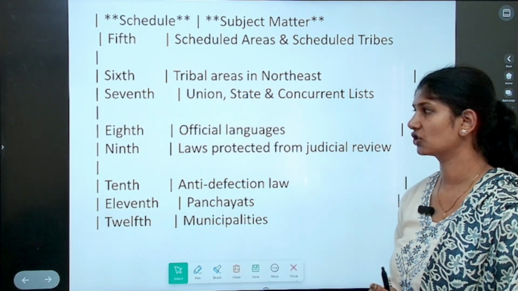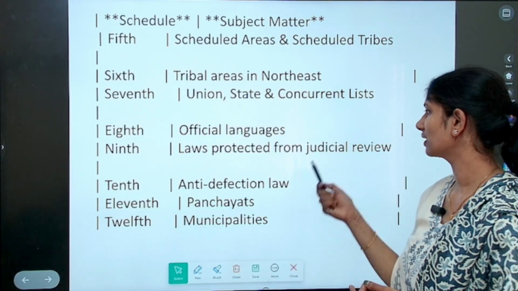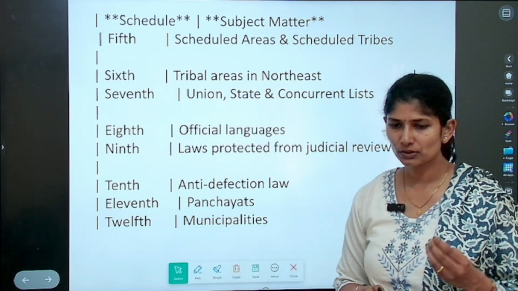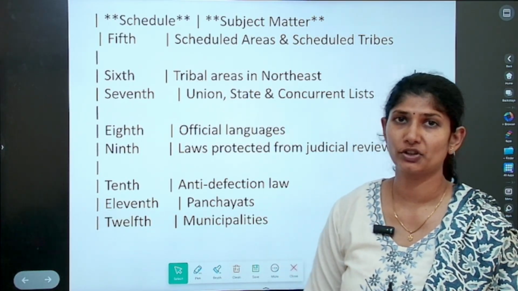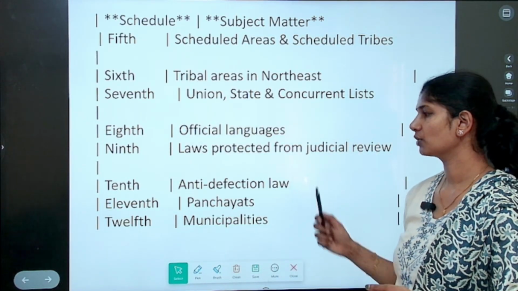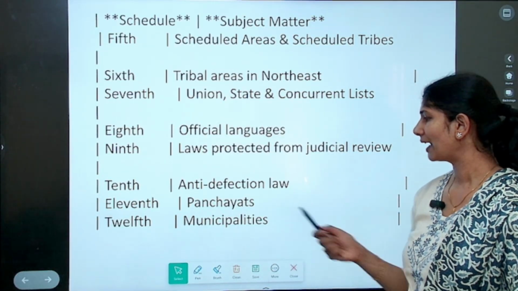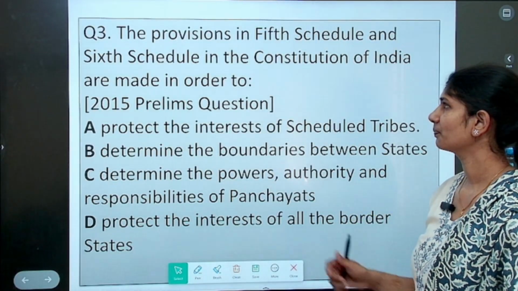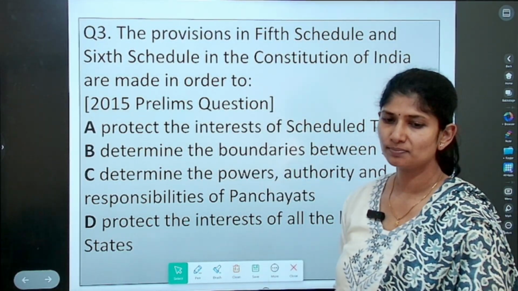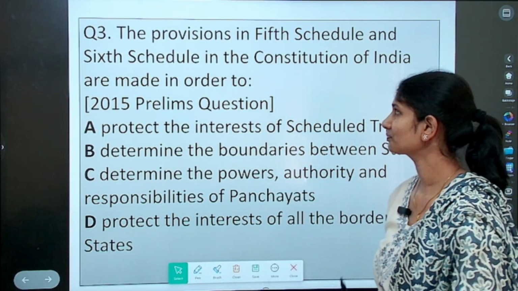So it's about lists. Eighth schedule is official languages. Ninth schedule is your laws which are protected from your judicial review, or at least that is what it was brought about initially. And 10th schedule is your anti-defection. 11th schedule is panchayat, and 12th schedule is your municipality. Understanding? Next question. Again, like I told you, lot of schedule based questions are asked.